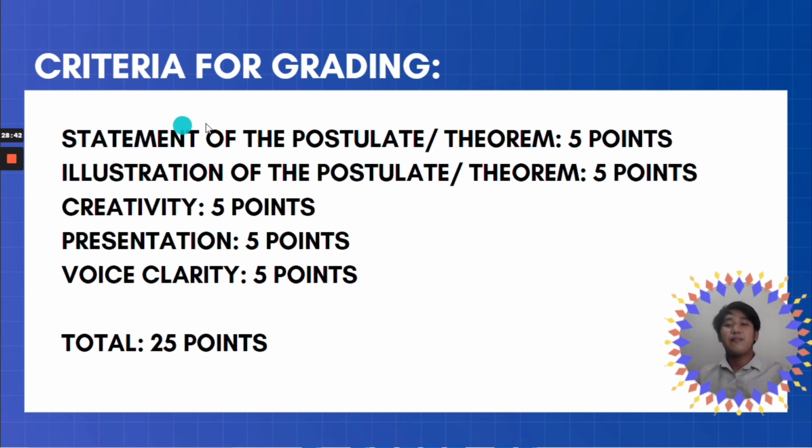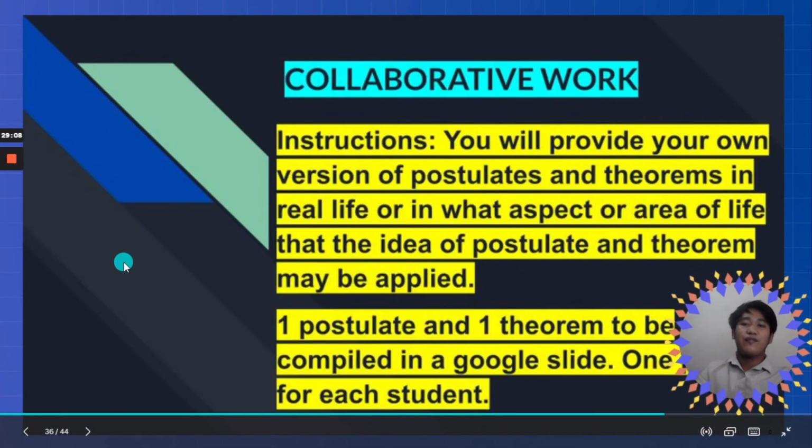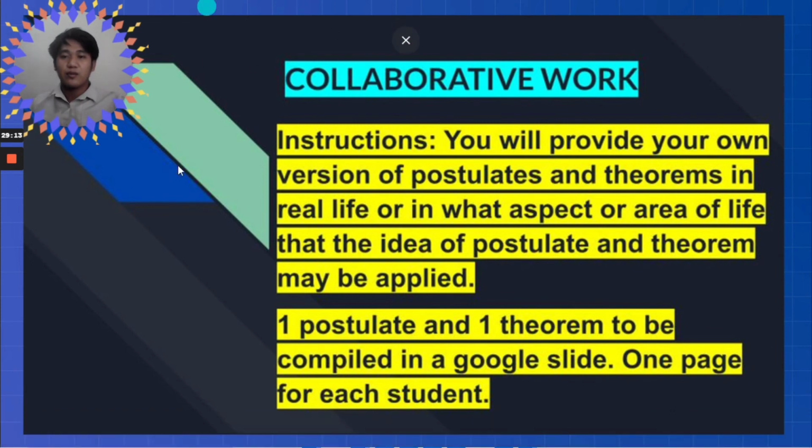A clear statement of the postulate or theorem that you will be assigned to will be equivalent to 5 points. Illustration, a sample of how you are going to illustrate that postulate or theorem, 5 points. Creativity, 5 points. And then presentation, 5 points. And voice clarity, 5 points, for a total of 25 points. Let's do this. And for your collaborative work, this will be posted also in our Google Classroom.